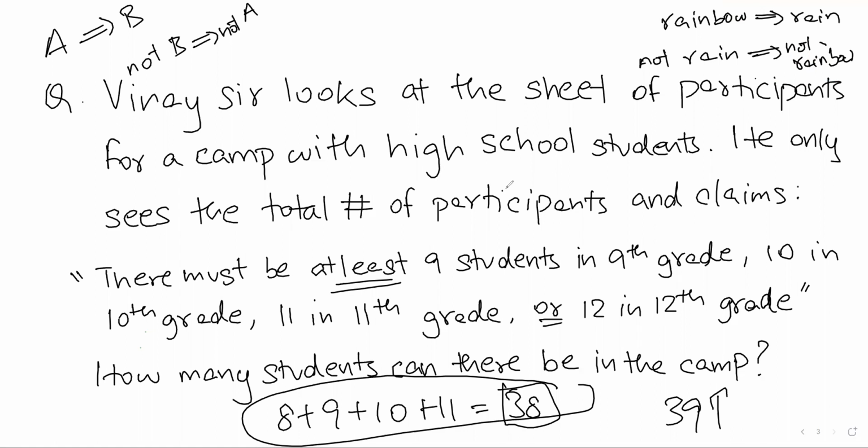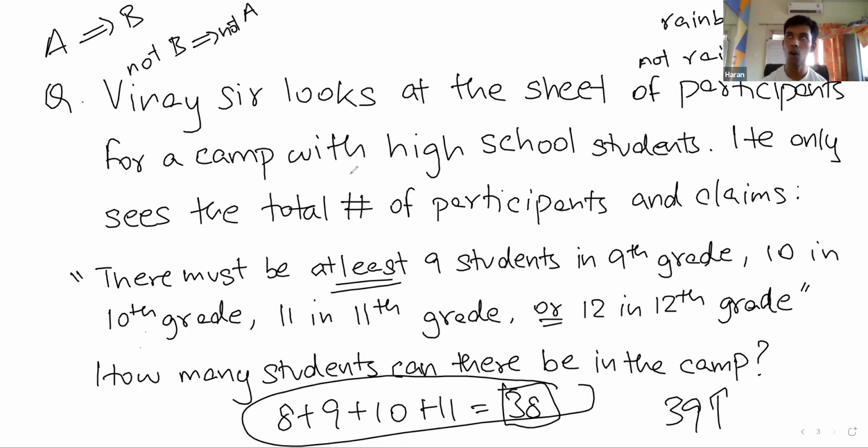Sir, I had a doubt in the interpretation of the problem. The statement says that he only sees the total number of participants. Does it mean he does not know the grades of the students? Yeah, he doesn't. All he sees is, he looks at the sheet and let's say the number was 43. He looks at the sheet and says, okay, there are 43 students, and that's all he knows. He knows there are 43 students, and he knows that all of them are from high school. So he says, by the pigeonhole principle, this statement must be true. Right? Okay, sir. Thank you.